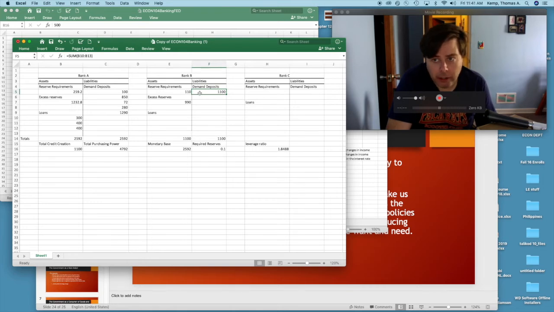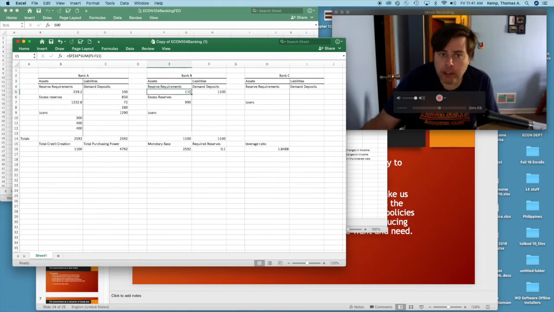All right. Reserve requirements is being calculated in the same way for Bank B. Excess reserves is also being calculated the same way. So if we say, plonk a loan here in Bank B, it adjusts accordingly. All right. So let's go down to the bottom here and keep trying to move as quickly as we can.